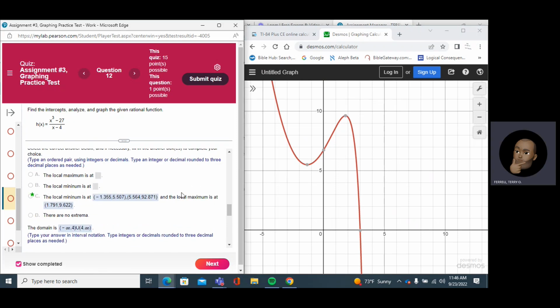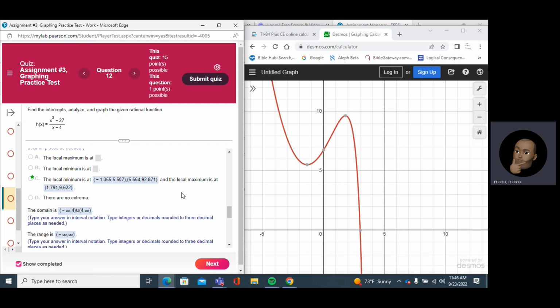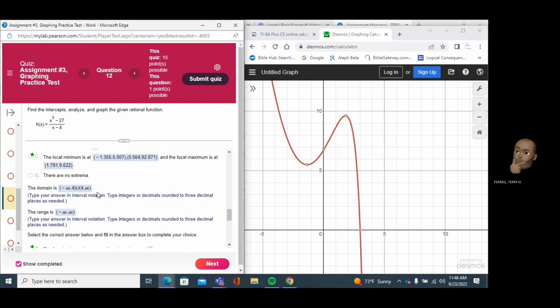All right, the next one, they're looking for the domain. And the way they wrote it, they have it in interval notation. Because remember your domain, remember you have a vertical asymptote of 4.